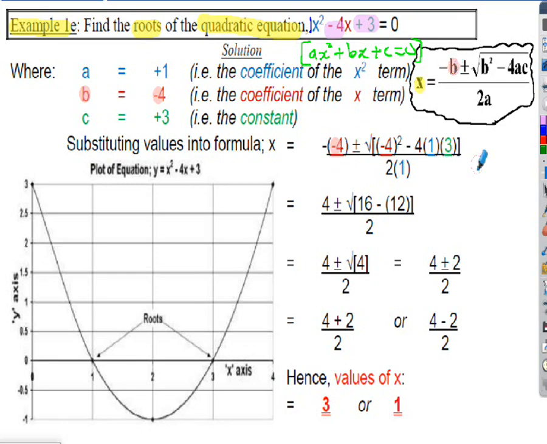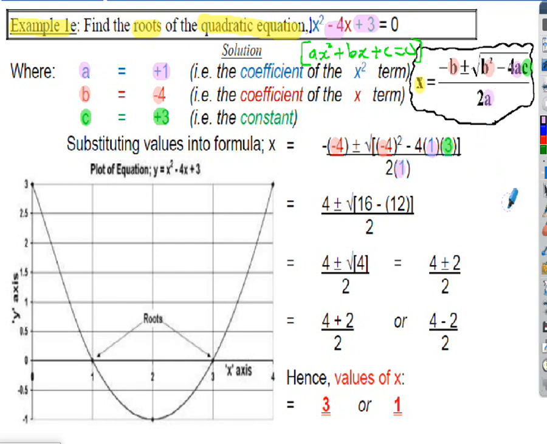My b is negative 4, and that's plus or minus the square root of b squared, so b, then negative 4 all squared. I don't really need a negative there because when you square a negative number you always get a positive, but I've written it in for completeness here. So that's my b squared. And then I subtract from that the 4 multiplied by a, and a in this case is 1, so 4 multiplied by 1, that's my a. And then that's multiplied by c, and c we said was positive 3, so there's my c value, and there's my positive 3. And it's all divided by 2a, and a we said was 1 in this case.